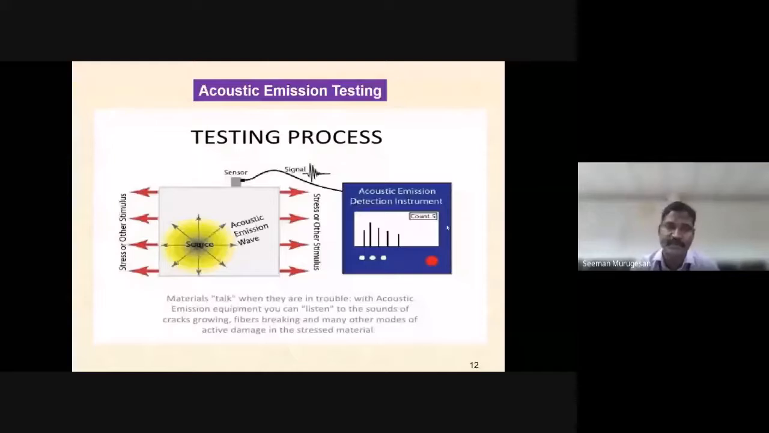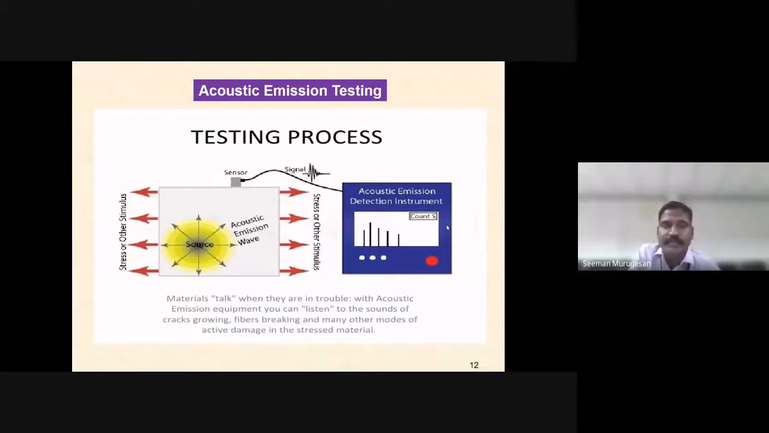So the material talks when it is in trouble. Whenever the material is in trouble, it talks. Using an AE sensor, you can listen to the trouble. With acoustic emission equipment, we can listen to the sound of cracks growing, fiber breakage, or many other modes of active damage in the stressed material.